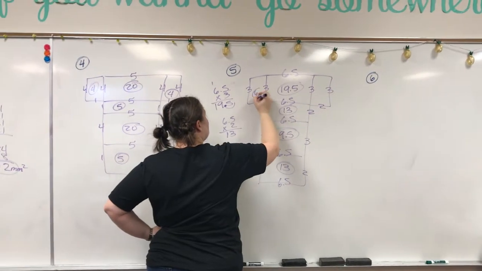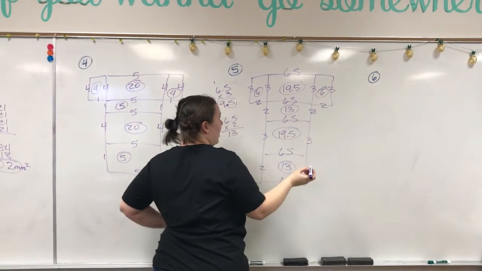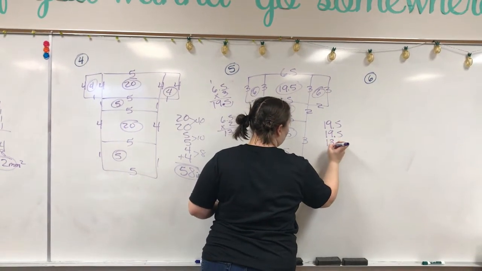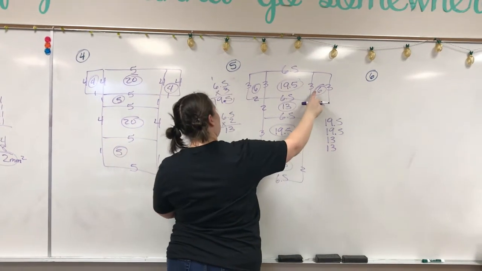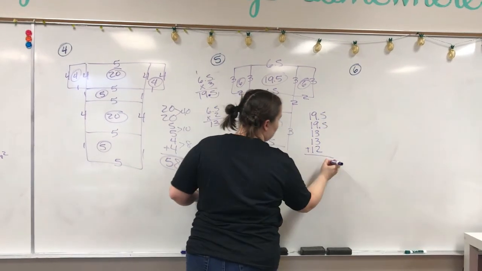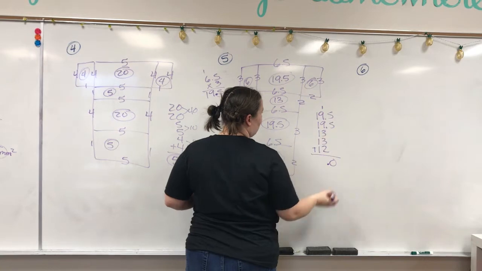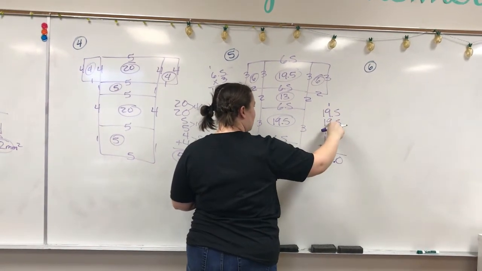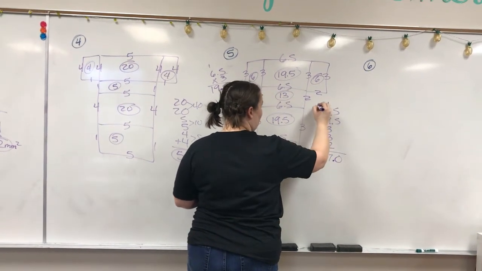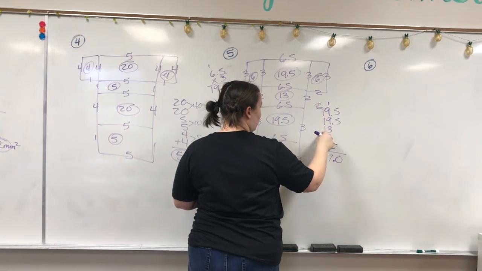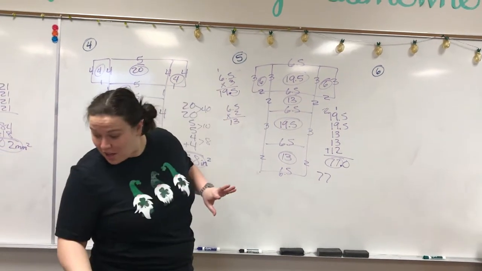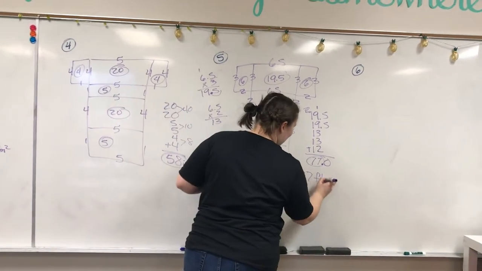2 times 3 is 6. 2 times 3 is 6. Then add them together. 19.5, 19.5, 13, 13. I'm just going to add these two. 6 and 6 would be 12. This is 0. Bring down my decimal point. Carry the 1. That would be 10, 19, 22, 25, 27. Whoa, that's a 2. 2, 3, 4, 5, 6, 7. 77 feet. Feet squared.